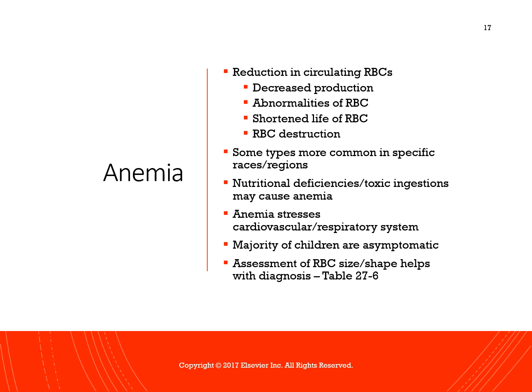And then table 27.6 on page 636 in your book talks about the assessment of the red blood cell size and shape to help with diagnosis of anemia. And it tells you, based on the history and physical findings, what you would expect to see as far as your results on your screening test, diagnostic studies, and how you would treat those.